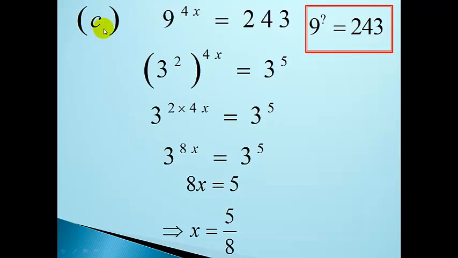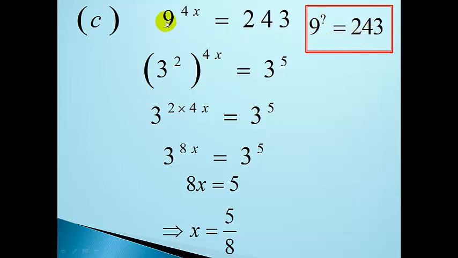Now we look at the problem in C. Given 9 raised to the power 4x is equal to 243. Now if you look at what we have here, 9 raised to the power question mark is equal to 243. On the left hand side, the base is 9, and on the right hand side, we have 243. So we have to express 243 also to have the base 9. But 9 raised to the power of no whole number can give you 243. I repeat, 9 raised to the power of no whole number can give you 243.